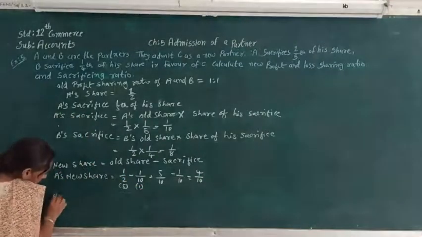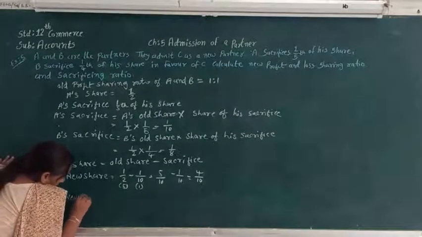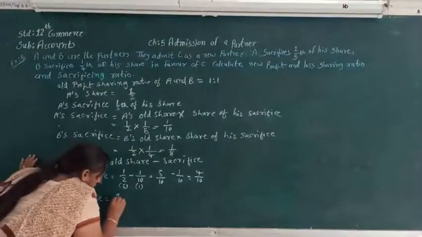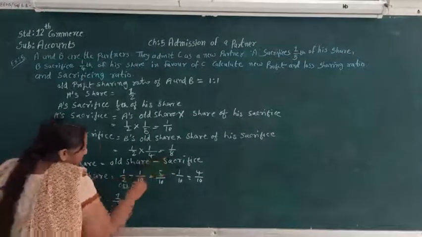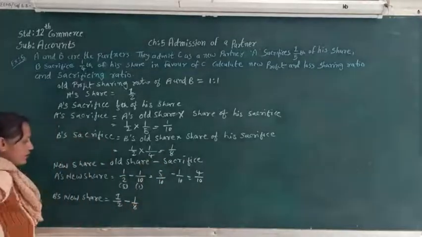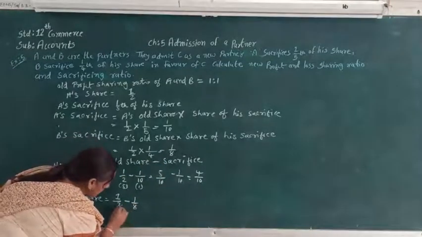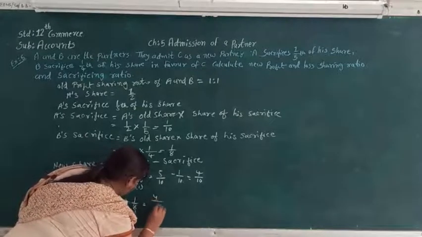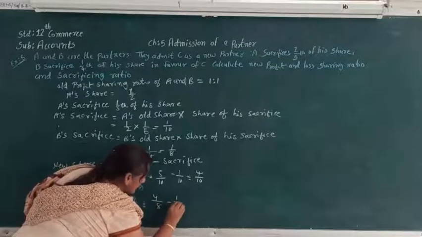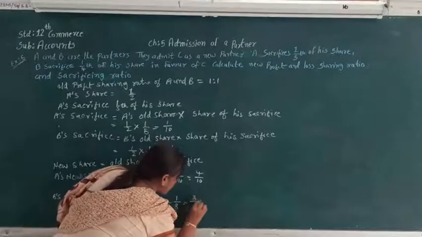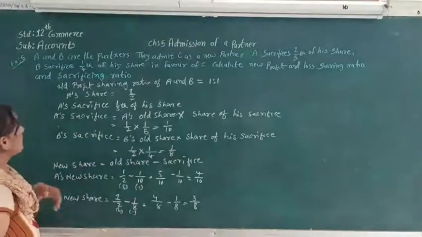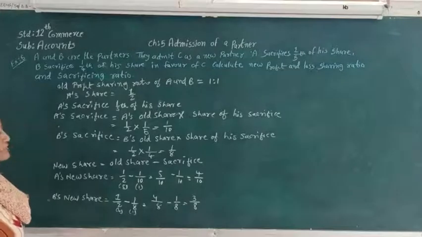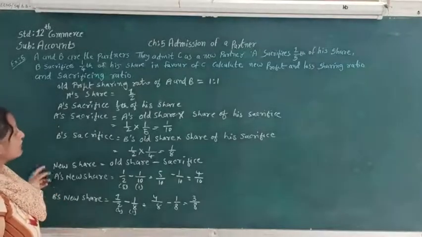Again, B's new share will be 1/2 minus 1/8. To make the denominator the same, here we have to multiply by 4 and here by 1. So 4/8 minus 1/8 will be 3/8. And here we can see that the entering partner's new profit sharing ratio is not given to us, so we have to find that out also.